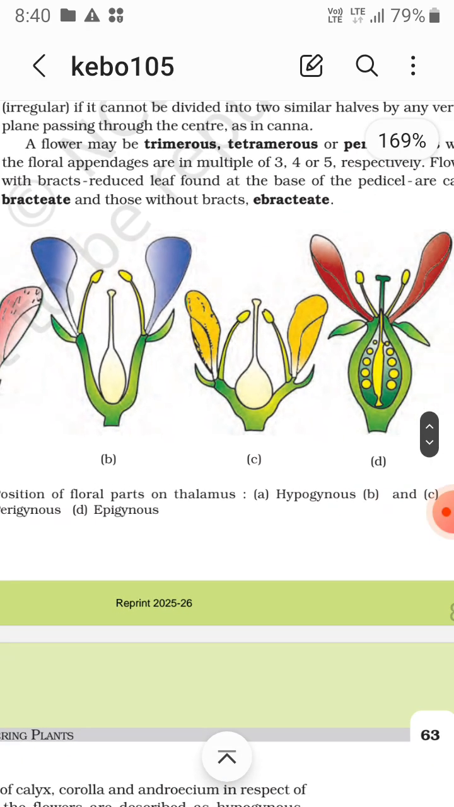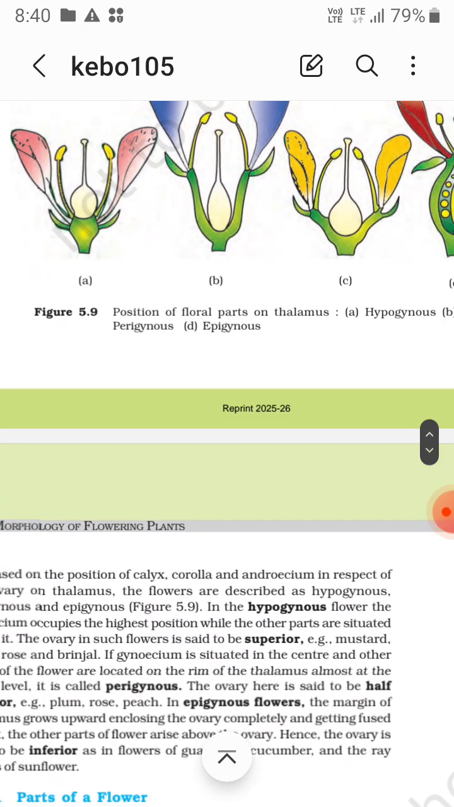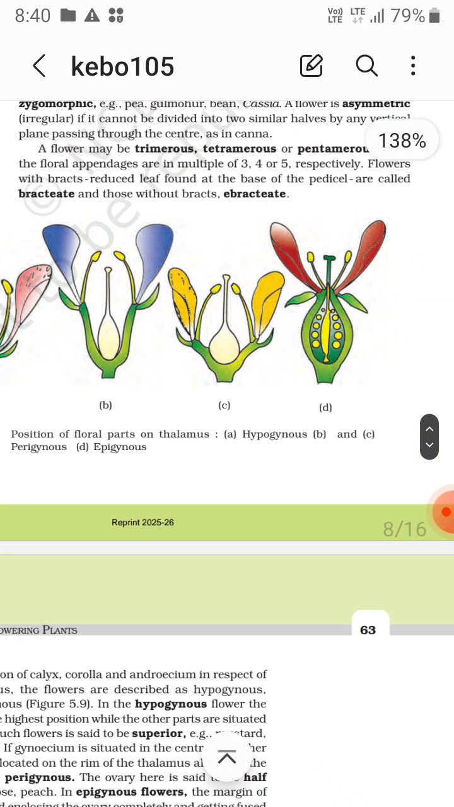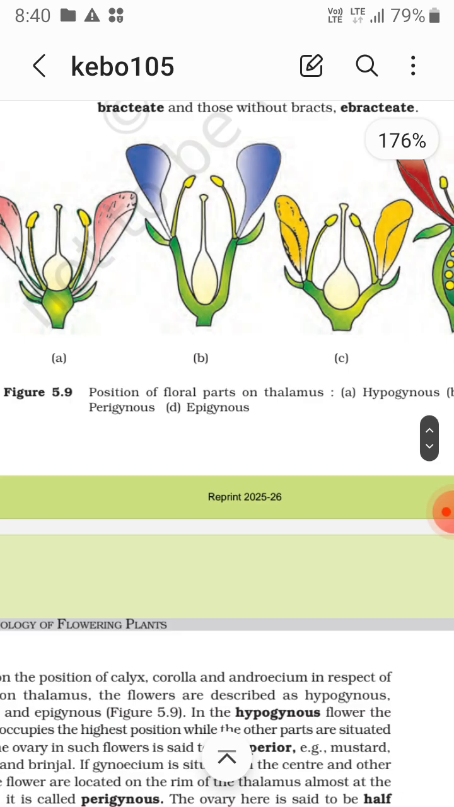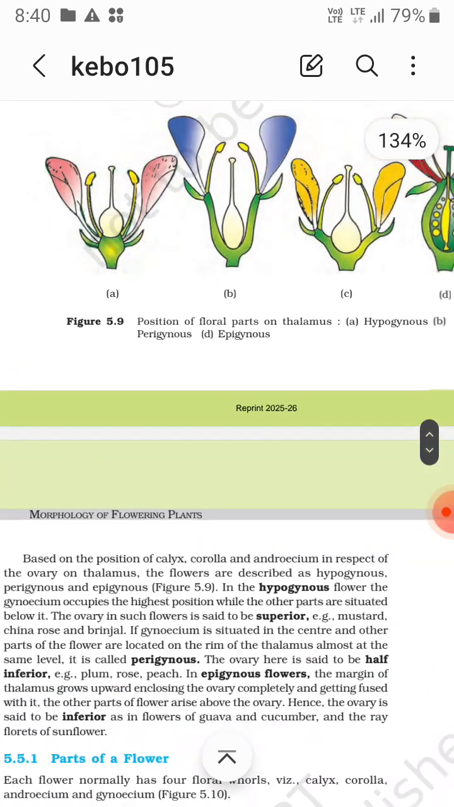and the ovary is half inferior, right? Half inferior. So this is the case of, I think, epigynous. This is the case of perigynous, right? And first one is the hypogynous. So this is the position of floral parts on thalamus.